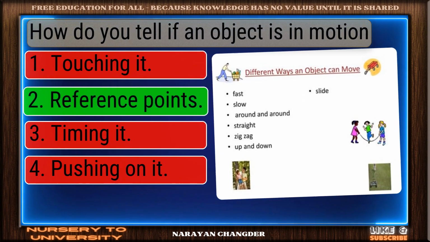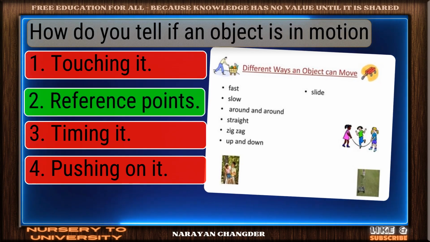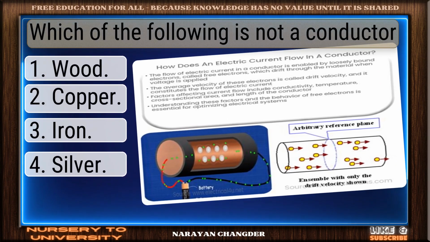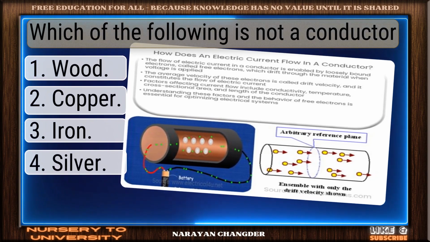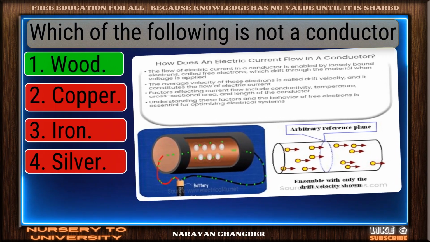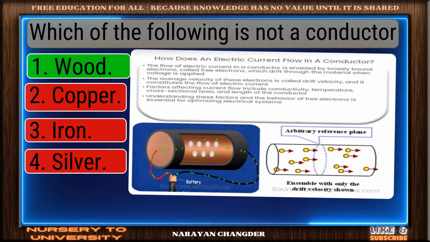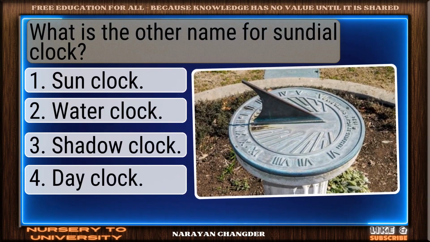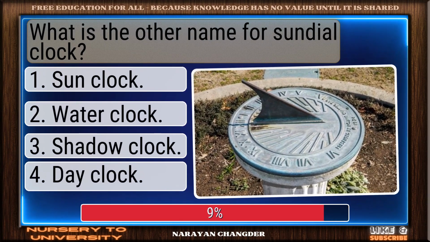Correct response. Reference points is the most accurate answer. Question number 86. Which of the following is not a conductor? Nice selection. Wood is the correct and valid answer. Question number 87. What is the other name for sundial clock?